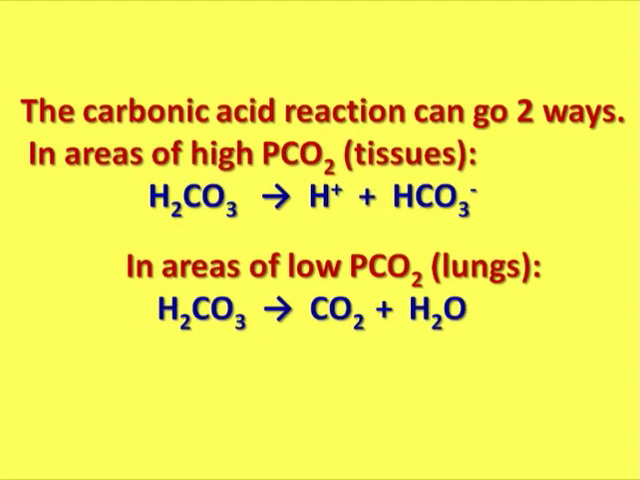The carbonic acid reaction, as we mentioned earlier, can occur in two ways: one in the cells or tissues, and one in the lungs. In the tissues, carbonic acid is converted to protons and bicarbonates, and these bicarbonates are taken up, while in the lungs the carbonic acid is converted to carbon dioxide and water, and this carbon dioxide is exhaled out into the atmosphere.